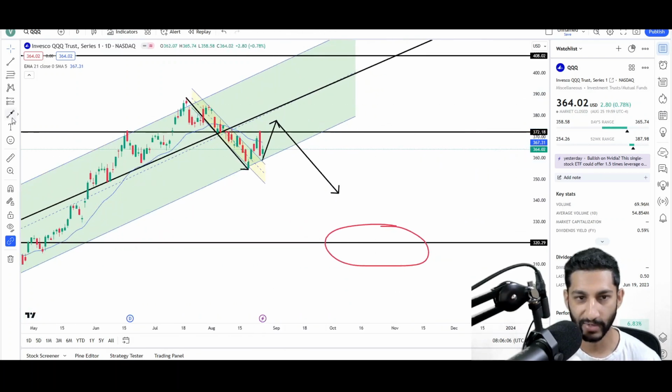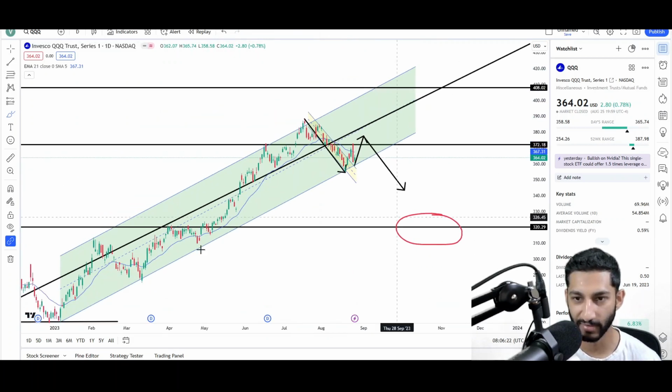But again, if we just push through the 372 level and hold it, that would tell me that all of a sudden the aggressive buyers in the market got stronger than the aggressive sellers, and they don't want to go lower. They want to go higher and continue with the uptrend, because overall this is still an uptrend, and we're just waiting to see what happens over here. Are we going to see the next leg down, depending on how weak the bulls are, or are the bulls going to be able to hold this channel support, drive up the price above the 372 level, and then continue higher? So it's just a waiting game.